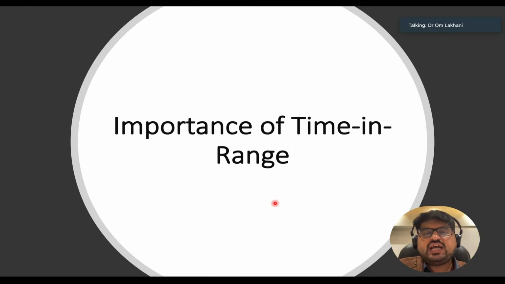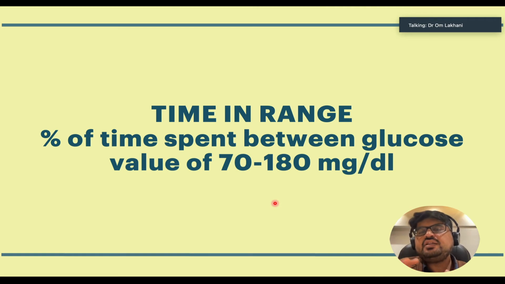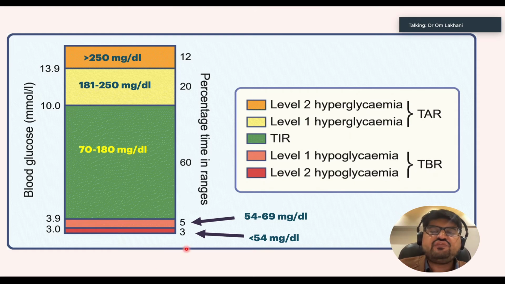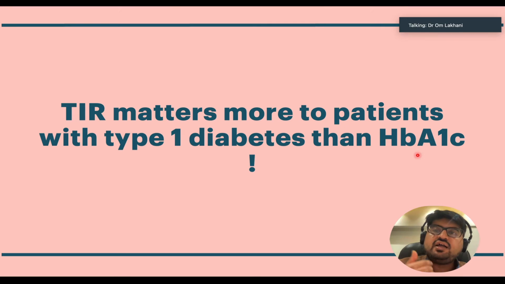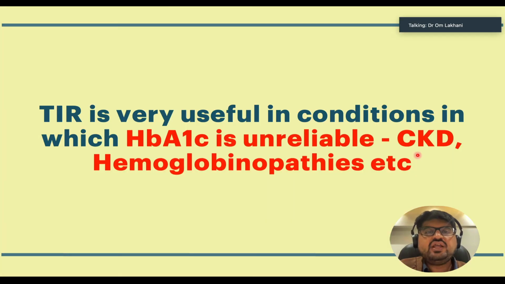So what's the importance of time in range? Time in range is the percentage of time the patient spends between a value of 70 to 180. This is the classification of the various data. So you have time in range, time above range and time below range. What is important is that now there is emerging data to show that time in range has correlation with diabetes related complications. On the other hand, data has also shown that a lot of type 1 patients now have started understanding time in range better than HbA1c, and they give more importance to time in range. For them, time in range actually matters more than HbA1c, and hence, from a patient driven side also, time in range is becoming a very, very important parameter.